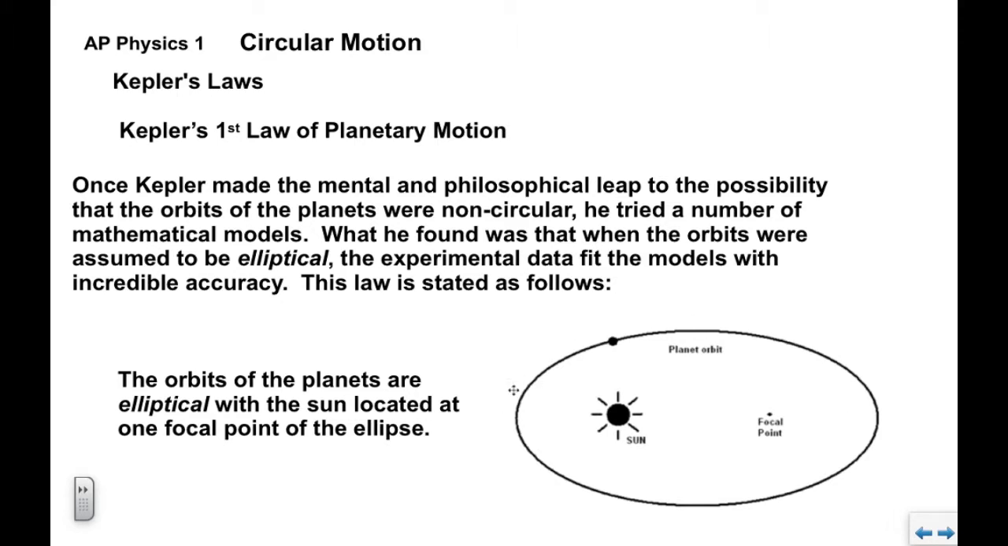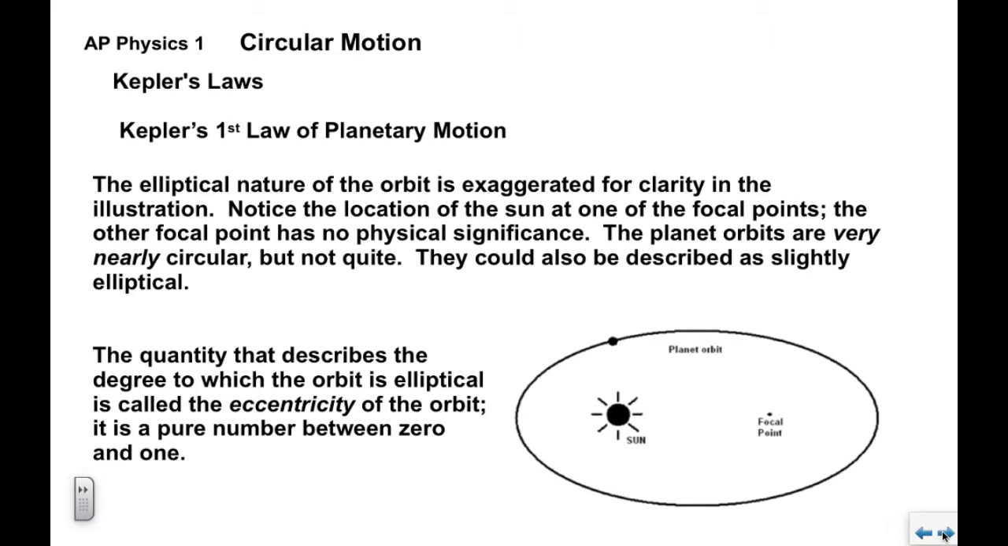So here you see a model of a planetary orbit. Here's the sun at one of the focal points. There's the other focal point, which doesn't have any physical significance. The ellipticity of this orbit has been exaggerated for clarity. The planet orbits are nearly circular, but not quite. They're just a little bit or slightly elliptical.